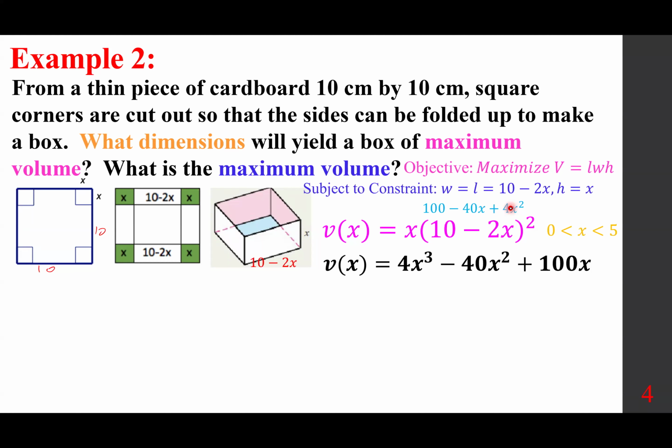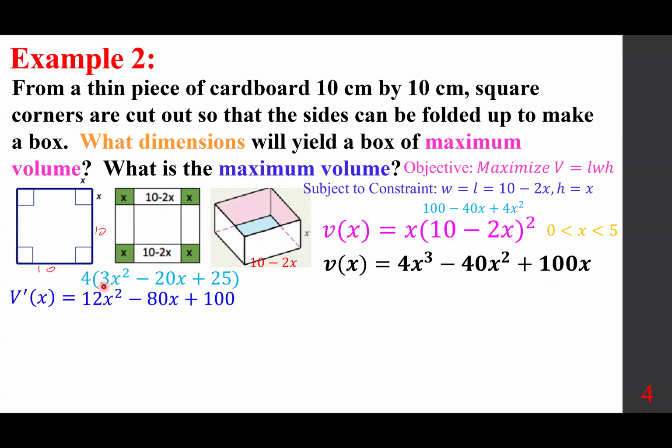Now the calculus. V prime is 4 times 3, 12x squared, minus 40 times 2, minus 80x, plus 100. So V prime of x is 12x squared minus 80x plus 100. Because we want to set this equal to 0, we are going to factor it. We notice there's a common factor of 4. The GCF is 4, take it out. We get 3x squared minus 20x plus 25.